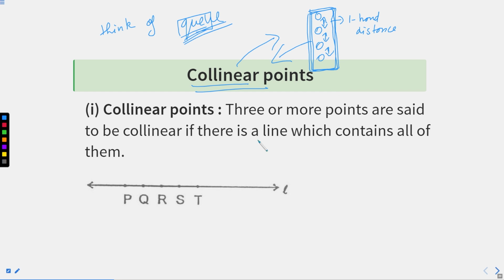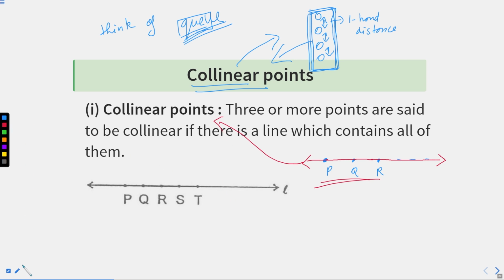If you see from the math perspective, we have some points, let's say P here, Q, R, and so on. If there are more, and I can somehow join all these points in a single line, then I'll say that all these points are my collinear points.